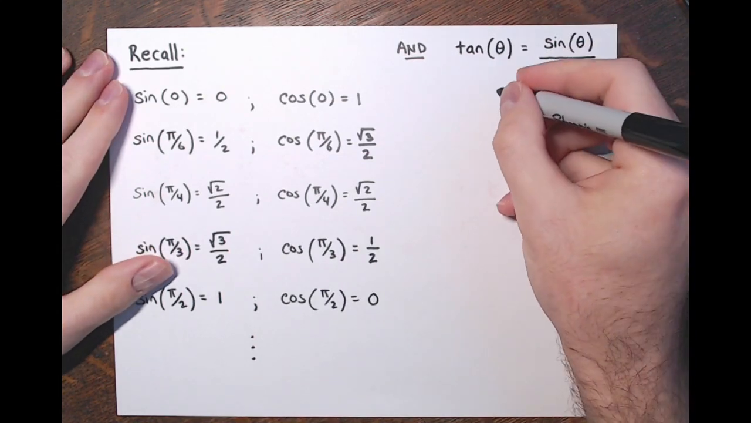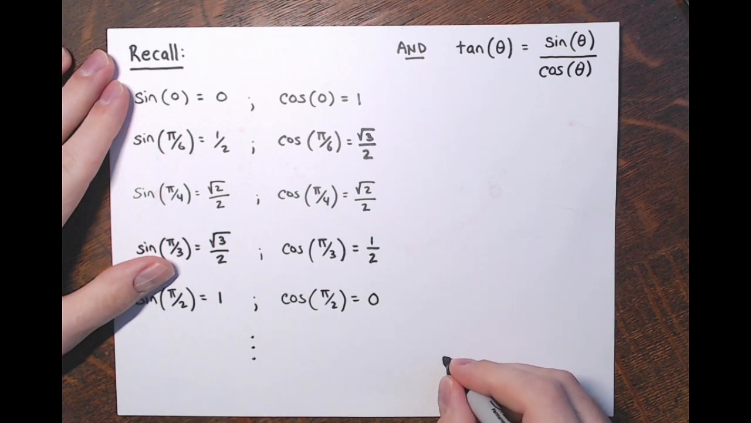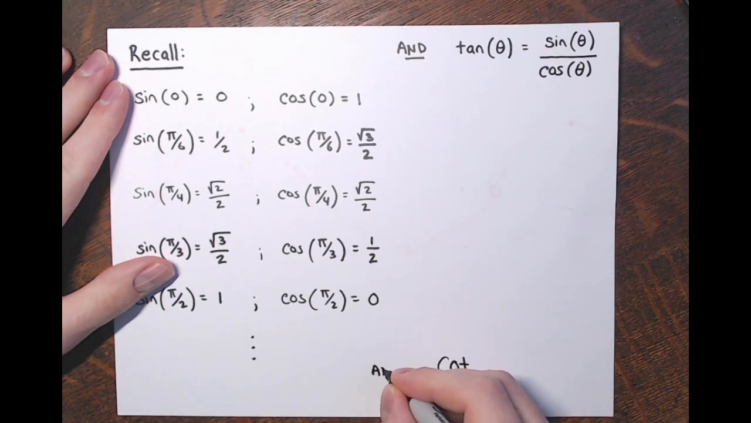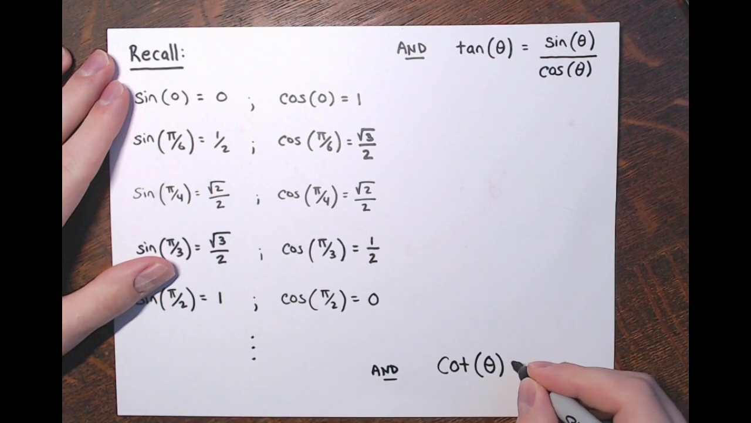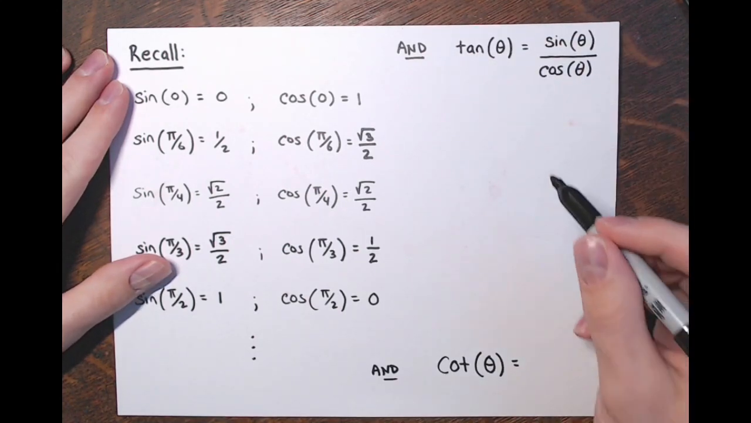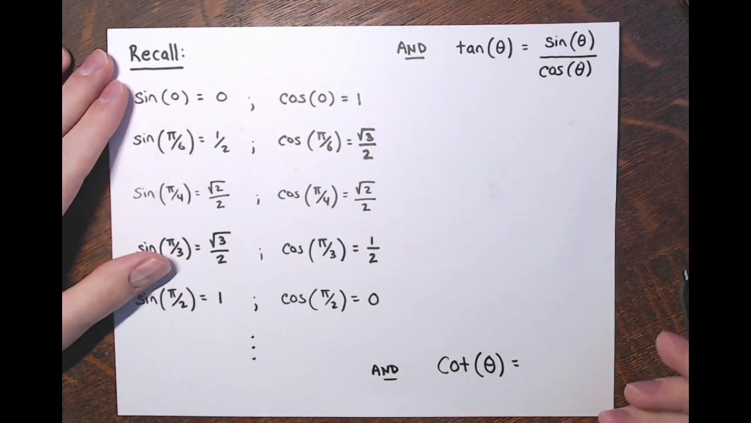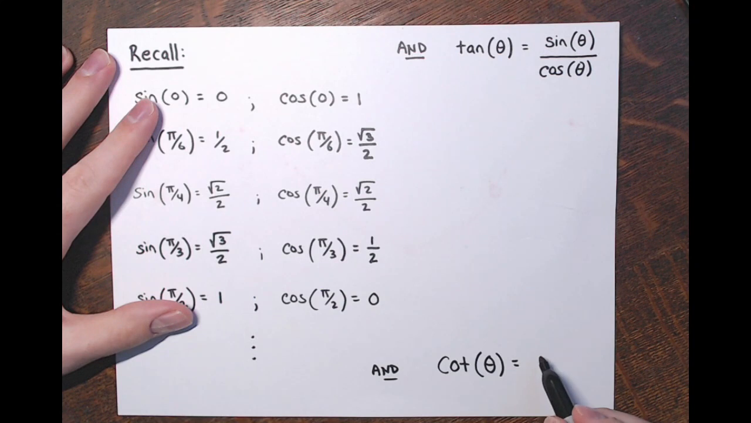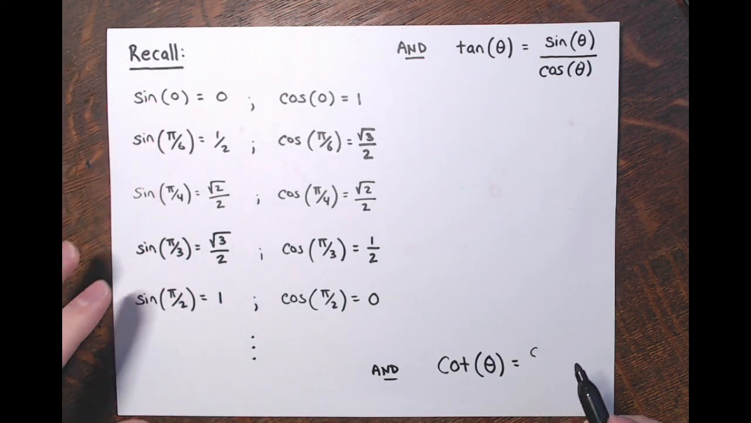Also, the cotangent. Remember, the cotangent of an angle, COT, was just the reciprocal of the tangent. So if the tangent of an angle is sine divided by cosine, the cotangent of an angle is the cosine divided by the sine.